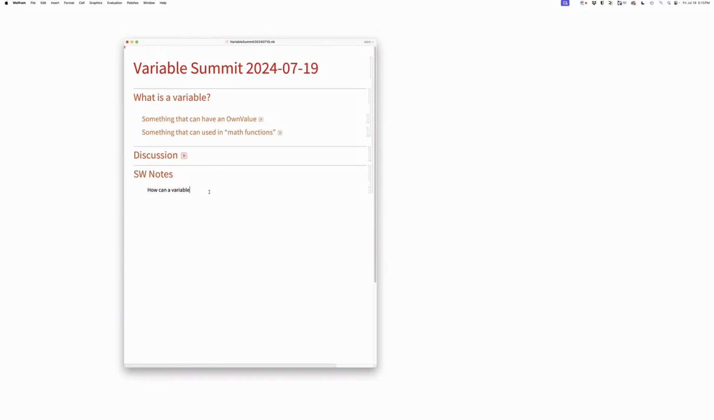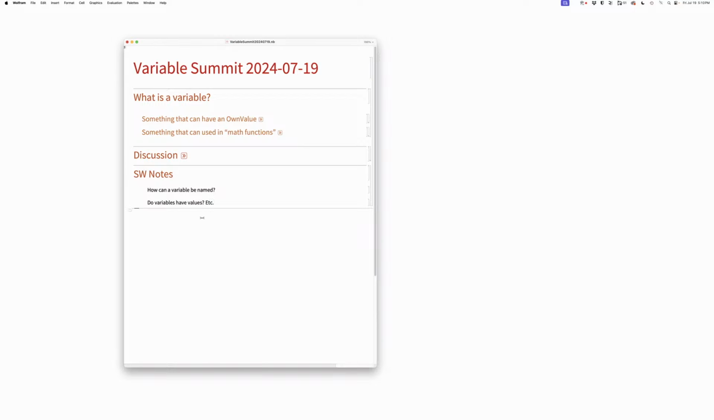Let's start filling out what I think we should be talking about. This is the result in part of people saying, "Hey, I want to." There are several different things. How can a variable be named? Do variables have values, etc.? I don't understand what those questions are.